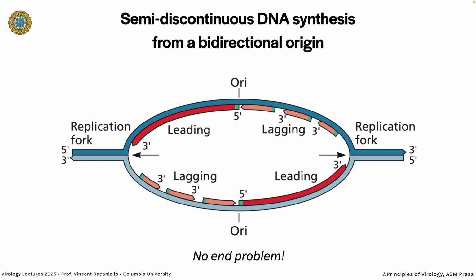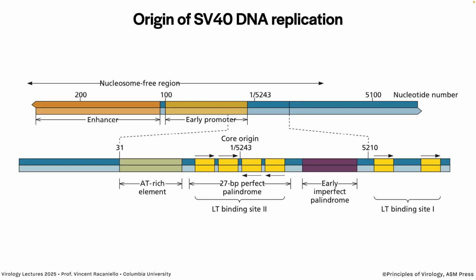There is no end problem here because there are no ends on a circle, right? You can go all around the circle, make DNA, and it's complete without any problem. Those RNAs can be removed, and then the DNA in front of it can be used to prime, and in a circle, it's not an issue. So that's one solution to the end problem, to have a circular genome. Now, unfortunately, we don't have circular genomes, so we have other solutions to this issue. So let me show you the origin of SV40.